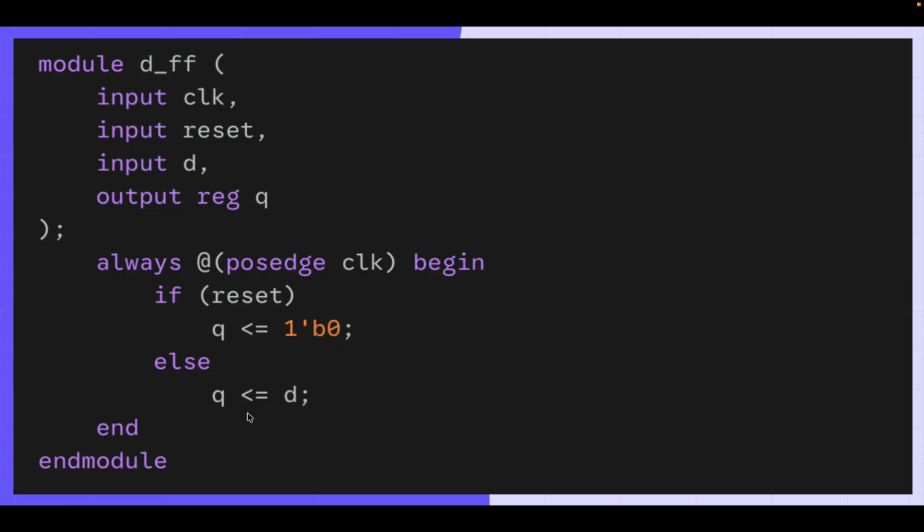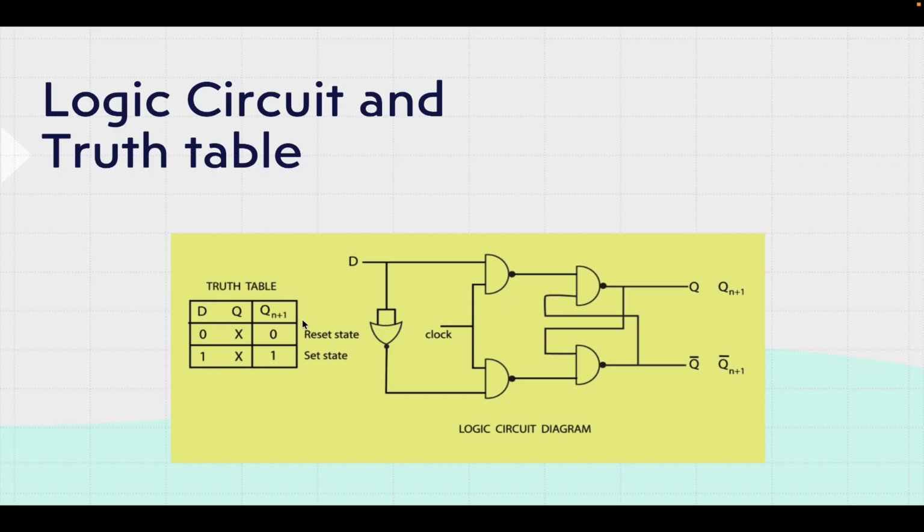Then we have the Verilog code for a module D flip-flop. You have three inputs: your clock, reset, and D. Output reg is Q. You will see that if it is a reset, your Q will be 0, or else Q is nothing but whatever is your input D, that will be the Q. I hope you can understand this through the truth table. Whenever input D is 0, output is 0. Whenever it is 1, it will be 1.